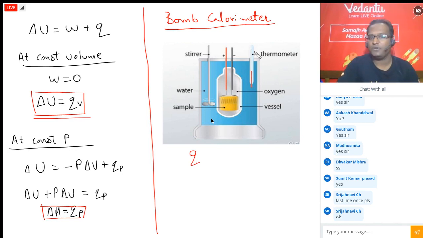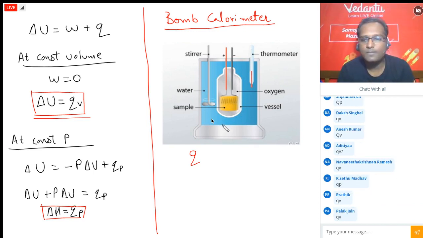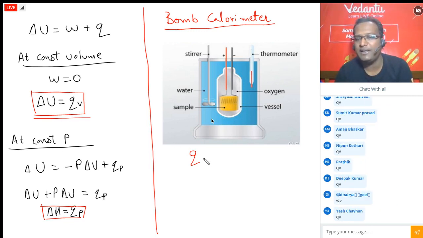Diagram is in front of you. There is a reaction happening inside. So there will be some heat associated when the reaction is happening. So is that heat QP or QV? Fast, please. QV, constant volume calorimeter, isn't it?